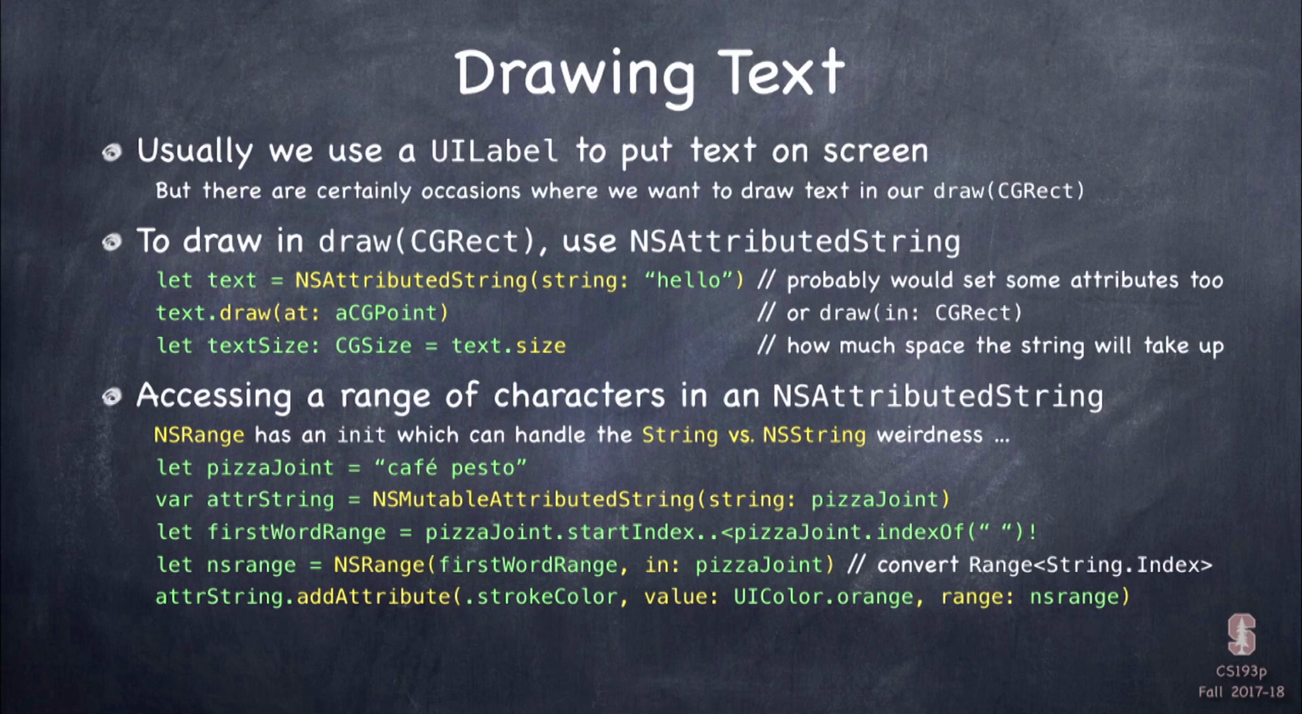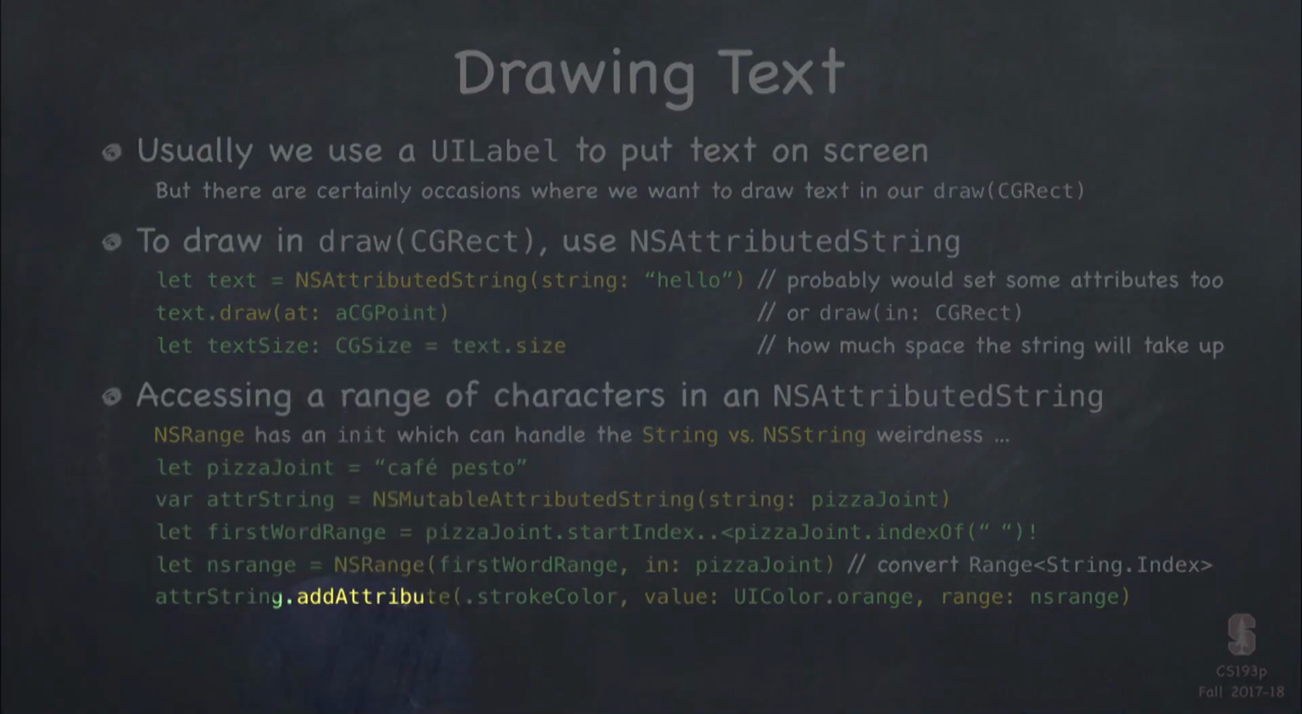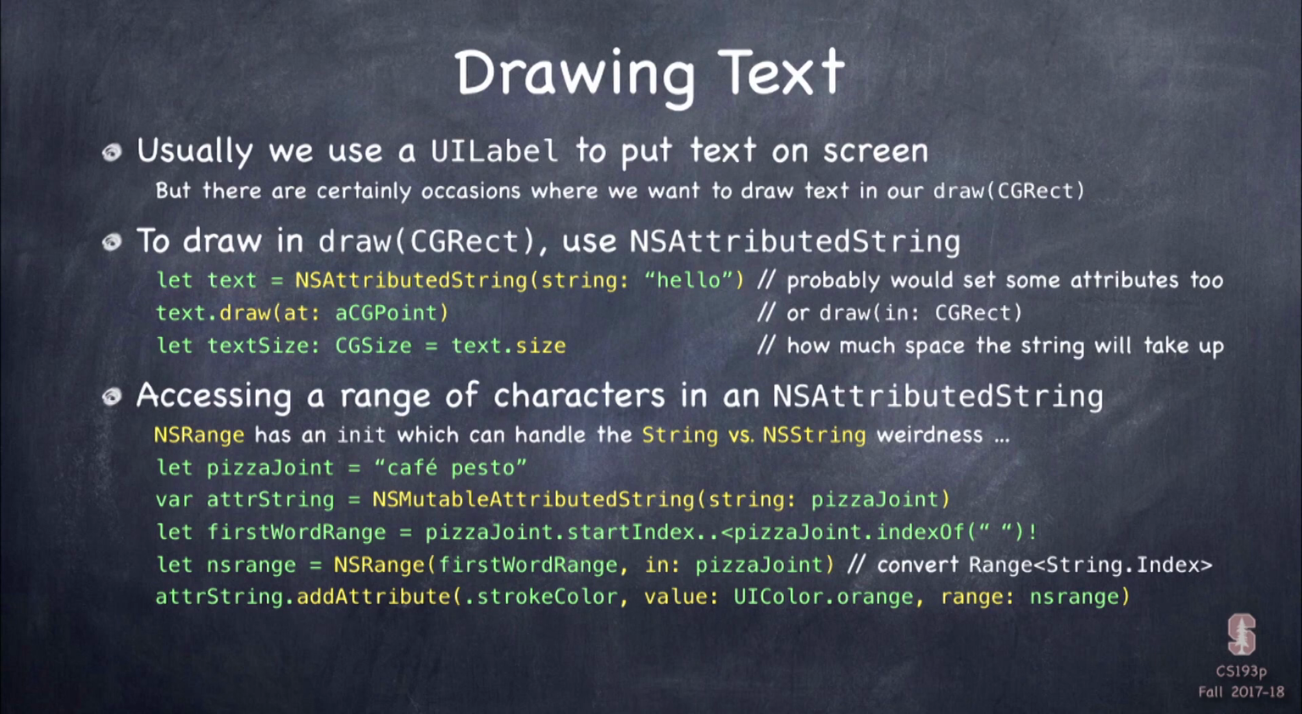Now you can call methods on an attributed string, like add attribute, which adds a single attribute at a certain range of characters. And look at the argument, range: NSRange. Now you have an NSRange to give it.